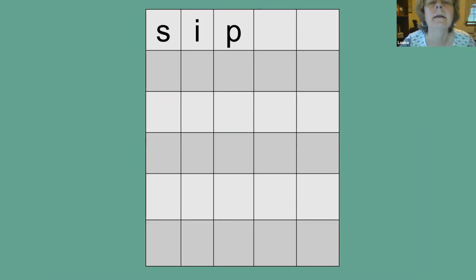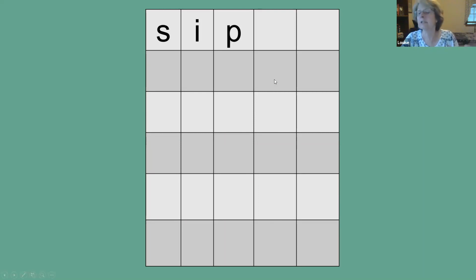I can't see it because I have something hiding it on my screen. But I think the first word is sap. Is that it? Sip. Okay. So first word is sip. So let's say the teacher dictates that word and the children have to write it.